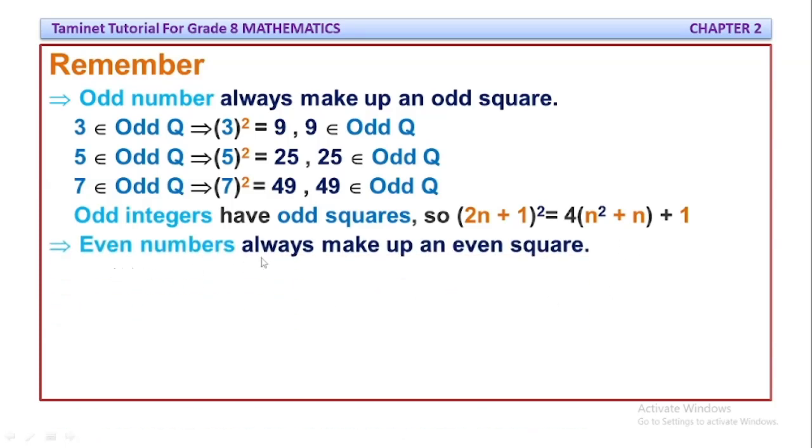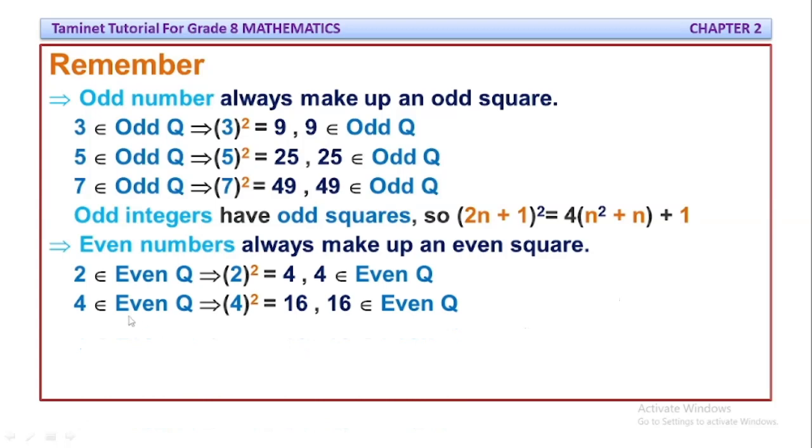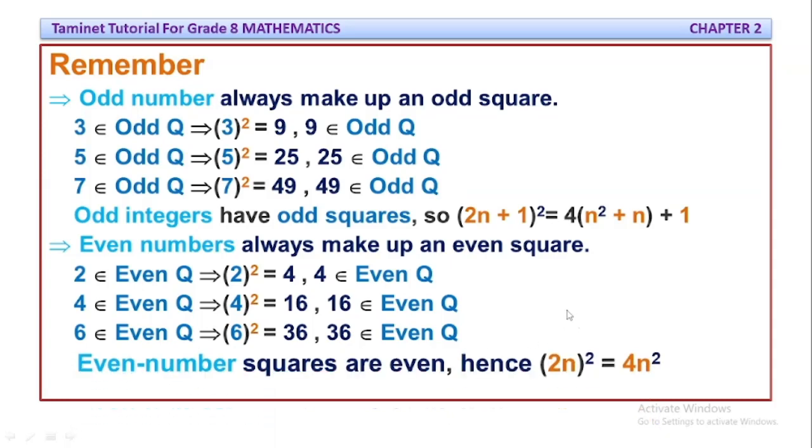Second, even numbers always make up even squares. We discussed before. So 2 is even. 2 squared is 4. 4 is even. 4 squared is 16. 16 is an even integer. 6 is even. 6 squared is 36. 36 is an even integer.